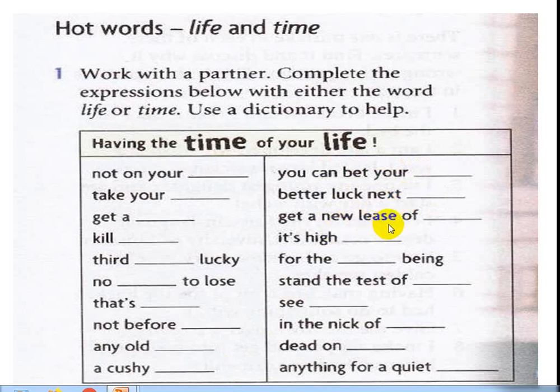Get a new lease of life. Get a new lease of life means get the chance to live longer with a better quality of life. It's high time. Something needs to happen now. That is the meaning of it's high time. For the time being. For the time being means temporarily.